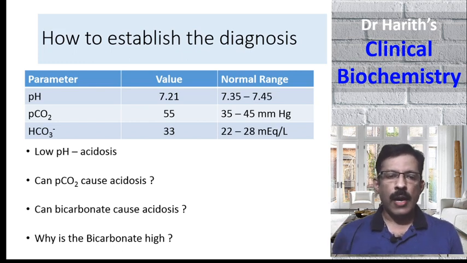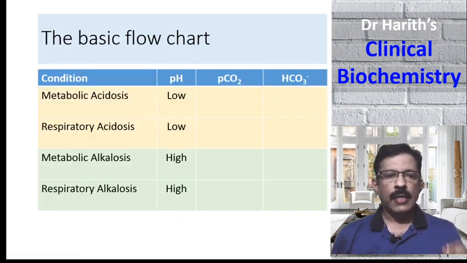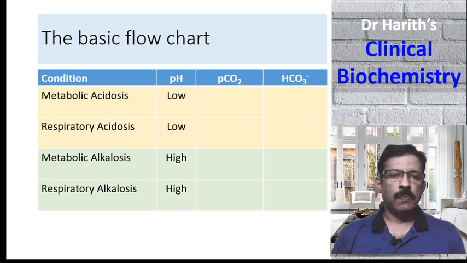On its own, a high bicarbonate level will not cause acidosis, so this is definitely not the primary event. So while understanding and interpreting an ABG, we follow the basic rules. See the pH. If the pH is low, we are dealing with acidosis. If the pH is high, we are dealing with alkalosis.